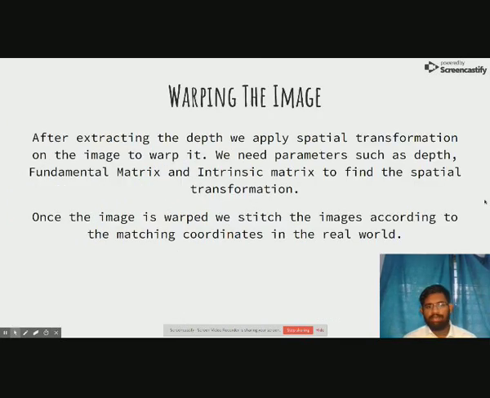Warping the image. After extracting the depth, we apply spatial transformation on the image to warp it. We need parameters such as depth, fundamental matrix, and intrinsic matrix to find the spatial transformation. Once the image is warped, we stitch the images according to the matching coordinates in the real world.